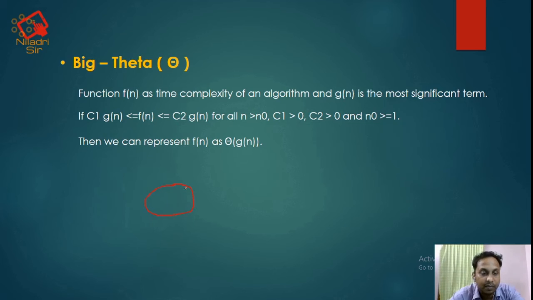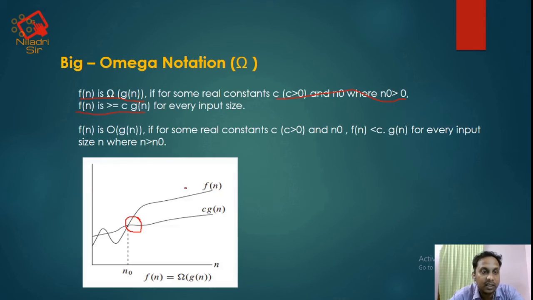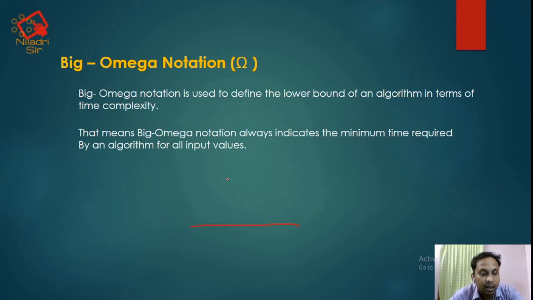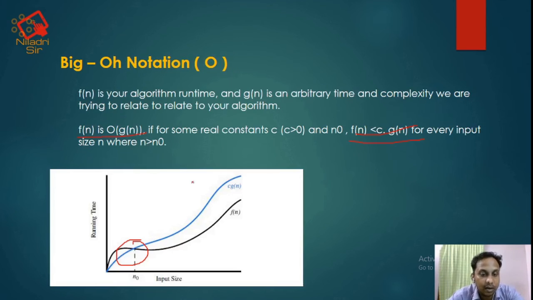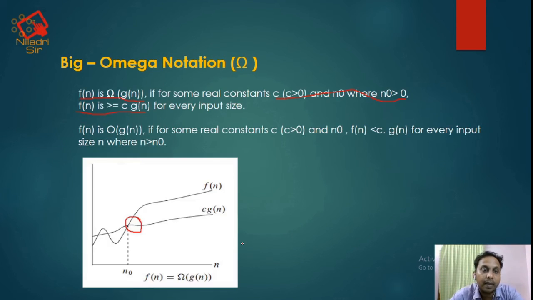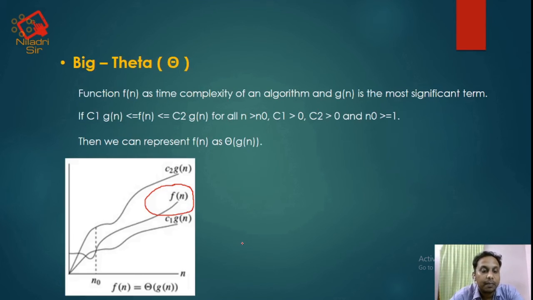So I am again showing you the graph. This is the graph of big omega notation. Here you can find f(n) is greater than C of g(n), okay, and here you have seen that f(n) is less than C of g(n), okay. So in big theta notation, f(n) is in the middle of C1 of g(n) and C2 of g(n), okay.